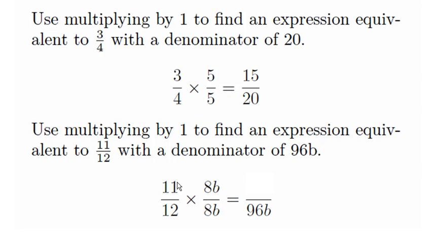So I'm going to multiply across by this, and to get the numerator here, I do 11 times 8b, and that gives me 88b on top. And this is my equivalent fraction. So it's just another way to write 11/12. 88b over 96b. It would be unusual that you'd want to write it that way, but maybe if you're adding fractions or something like that, and you need to find a common denominator, that's when this would come in handy.